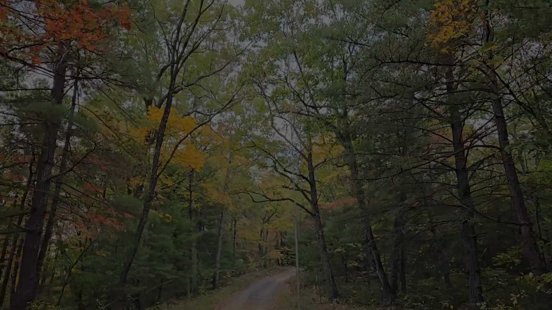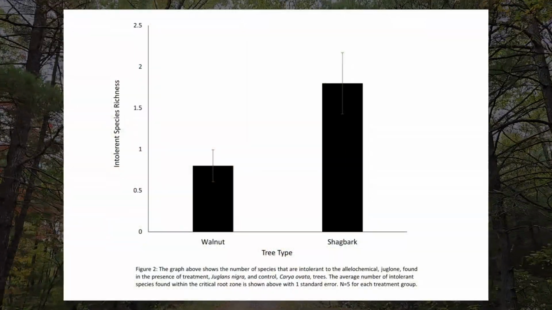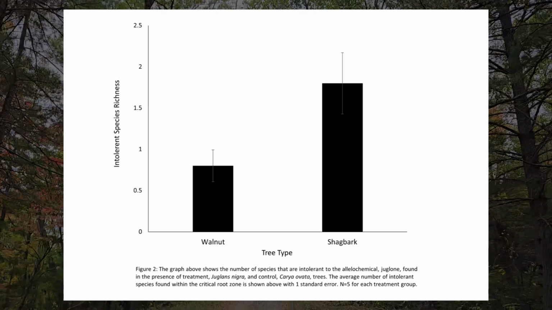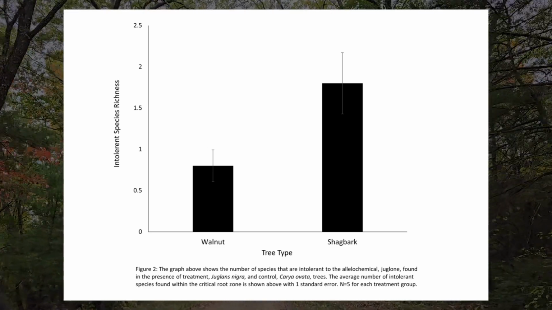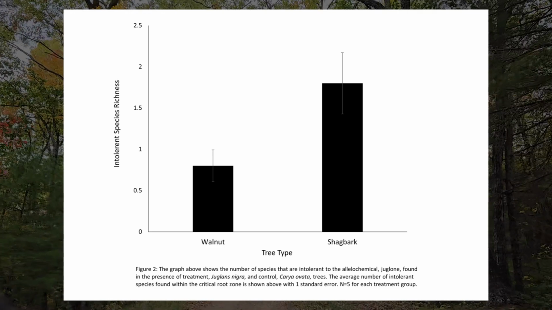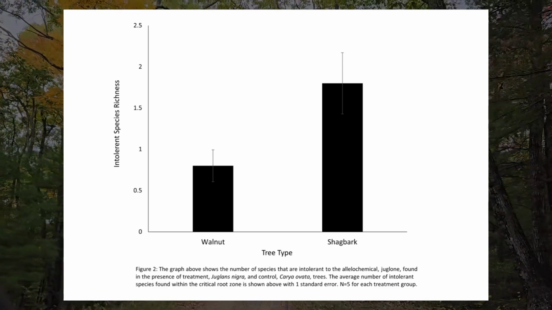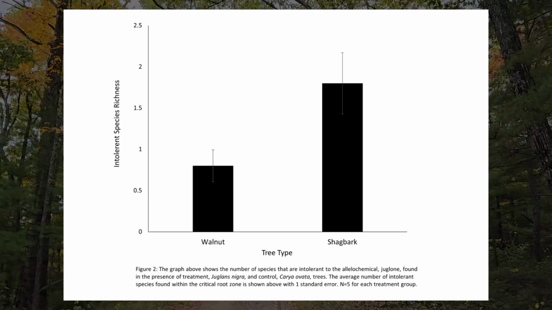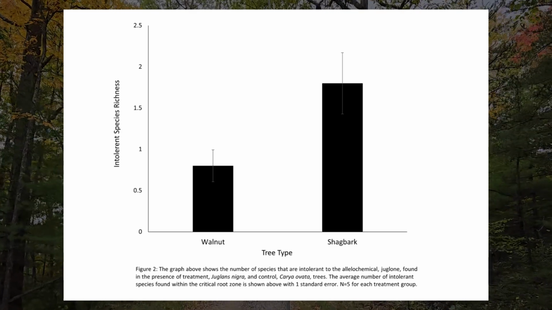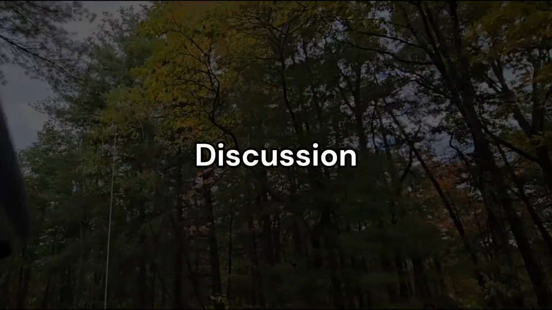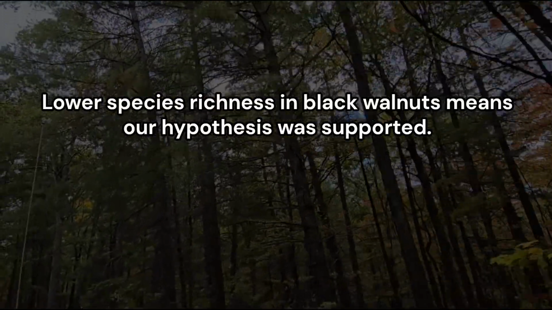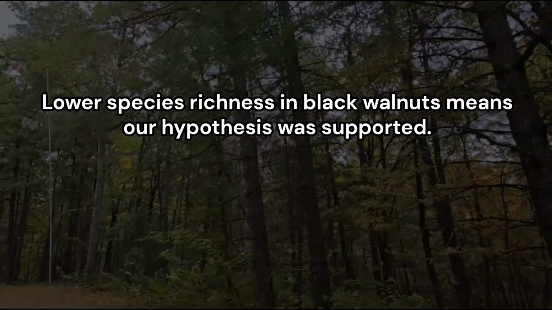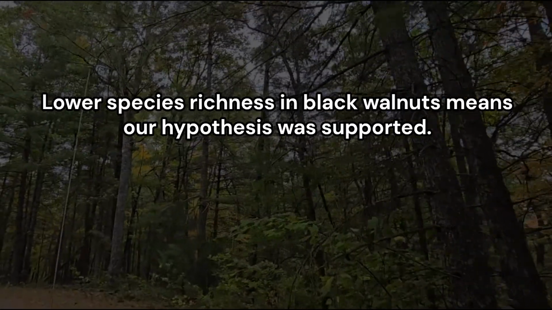The next data analysis we performed was to determine the characteristics of the species within the critical root zones. To do this, we researched all of the found species to determine whether or not they are tolerant to juglone. As depicted in the bar graph, there were fewer species that were not tolerant to the chemical near black walnut trees than shagbark hickory trees. Since fewer species were found near black walnut trees, we can support our hypothesis that they negatively impact the species richness. However, these results are not likely significantly different.